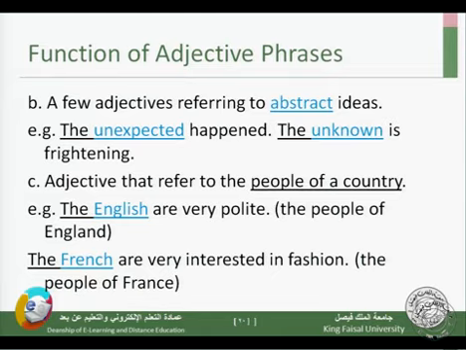So, for example, the unexpected happened. The unexpected is the subject. Here it is in the noun phrase, the unexpected. It is the head, and it is preceded by a determiner, the. So, this is an abstract idea used as the head of a nominal group, and it is an adjective.